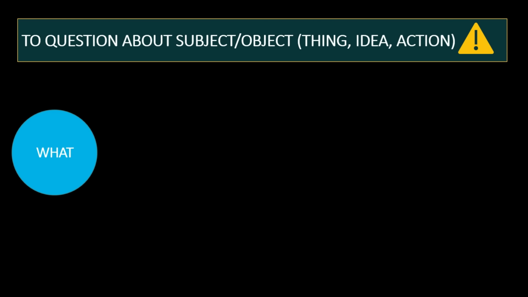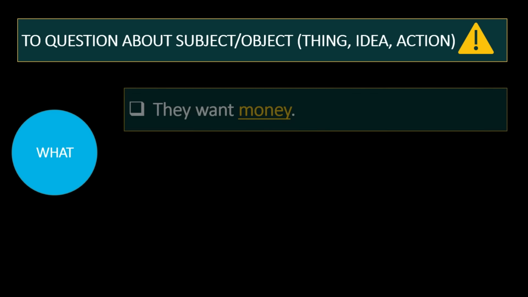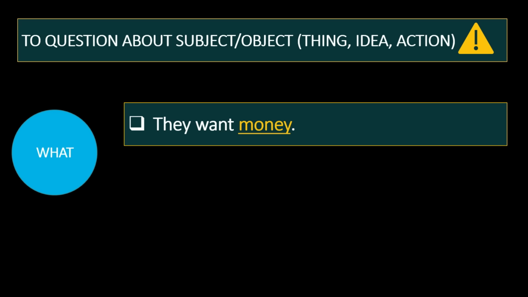Okay, let's move on. Now that's about whose, and now we'll discuss how to use what as the question word. This what is used to question about subject or object. Now the subject or object can be a thing, idea, action. Let's see in action with example sentences. They want money. Now here there is a subject, want is verb, money is the object. They want money, something. That's what we question with what. What? Something. That something is money. It can be a thing, it can be an idea, it can be an action.